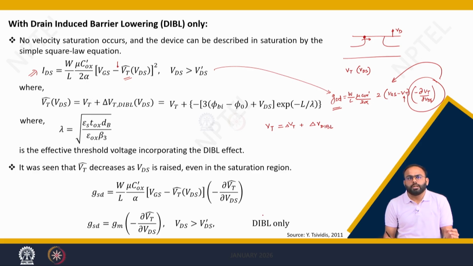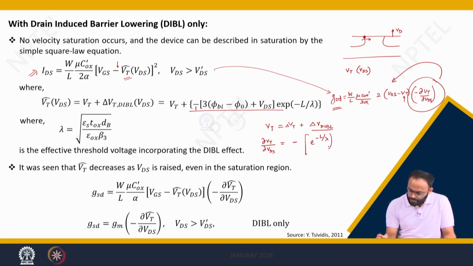So, please refer to the lecture on drain induced barrier lowering, where you will get the equation for delta DIBL, which is given by this equation. Now, when you calculate the change in the threshold voltage with respect to the change in drain to source voltage, because of this minus you will get minus, and because of this you will get e to the power of minus L by lambda, because here the VDS function is coming up, right. You put back this delta VT by delta VDS, and this minus and minus get plus.